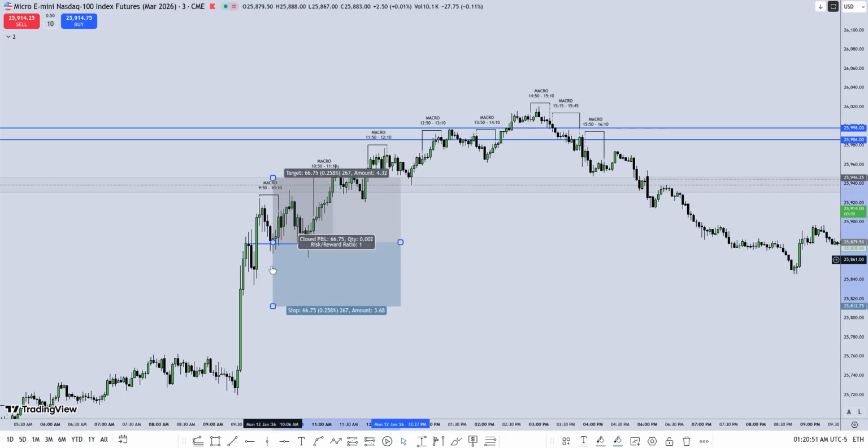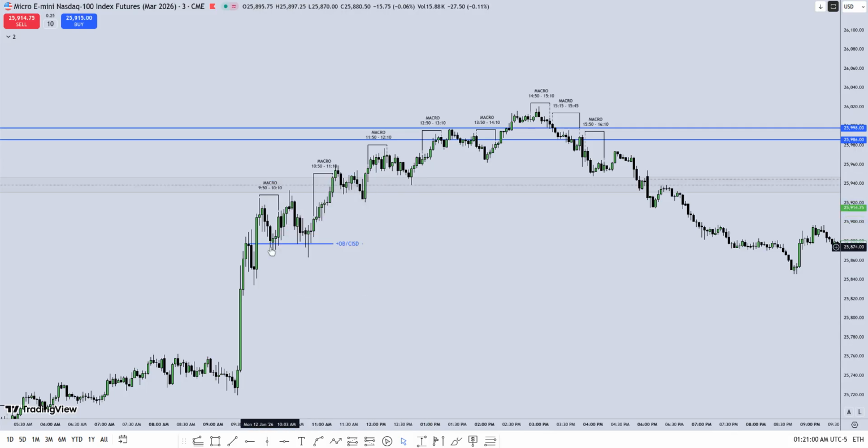Got stopped out in profit. Stop loss was below that. I got stopped out in profit around here, because I didn't expect the market to come back and take out this low, but it did. Then I waited for the 10:50 to 11:10 macro. I entered again off of this mitigation block, or you can call it a breaker.